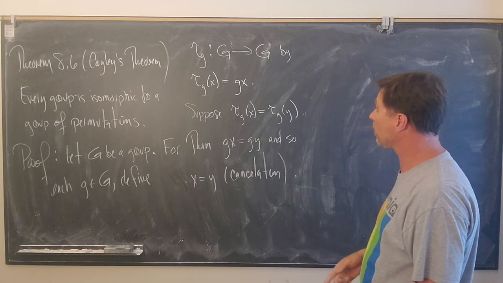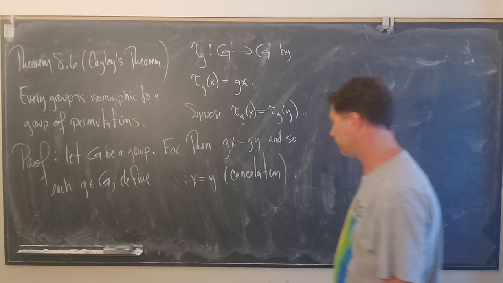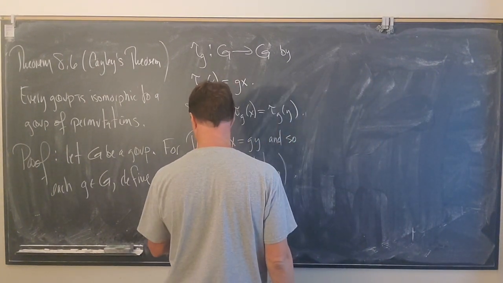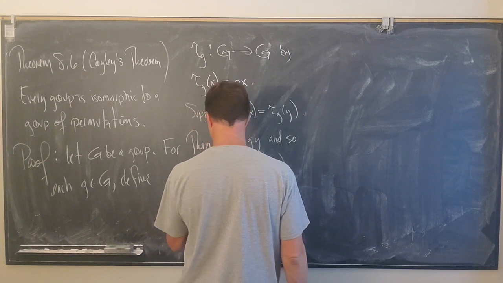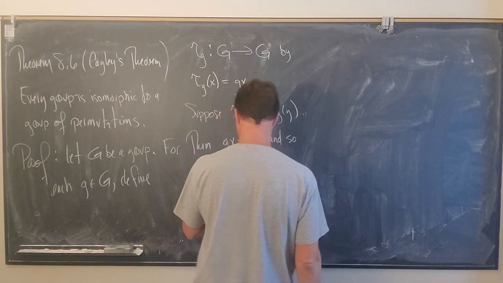What did I just show here? I just showed that tau sub g is 1 to 1. Thus, tau sub g is 1 to 1.